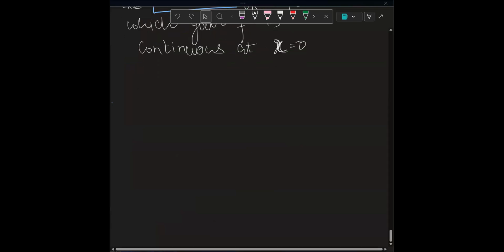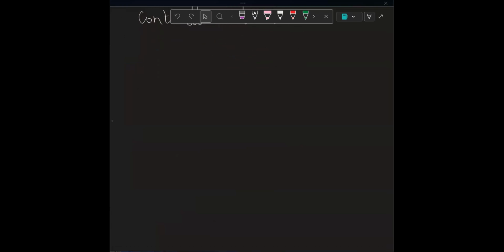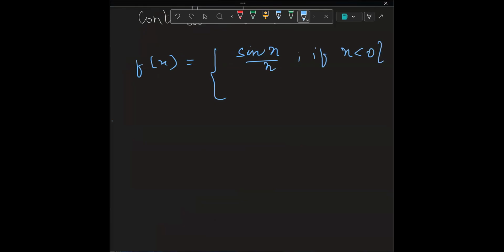This is the question that came in previous year. There is a question in your NCERT, question number 24. Find all the points of discontinuity of f, where the function is sin x over x if x is less than 0, and x plus 1 if x is greater than or equal to 0. So this is your function, and you have to find the point of discontinuity of this function. So do this question and tell me the point of discontinuity.